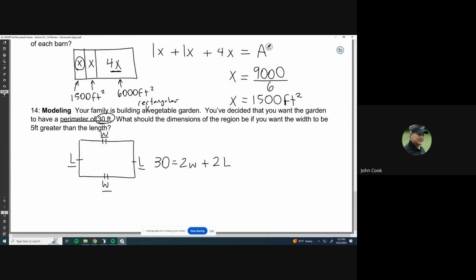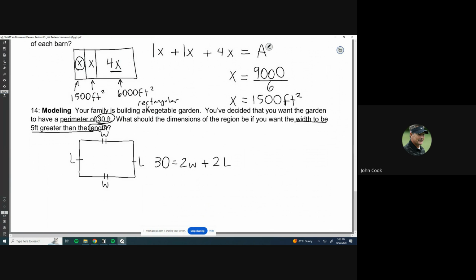So what should the dimensions of the region be if you want the width to be 5 feet greater than the length? So let's kind of unpack that a little bit. You want the width to be 5 feet greater than the length. So if I use some examples over here, I think something important is going to show up. So the width is 5 feet greater than the length.